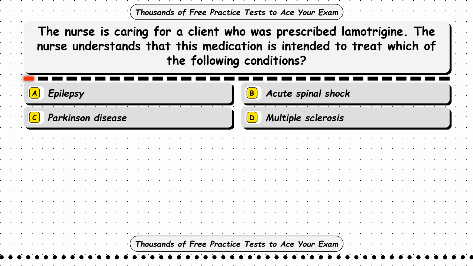Question 8. The nurse is caring for a client who was prescribed lamotrigine. The nurse understands that this medication is intended to treat which of the following conditions? Option A, epilepsy. Option B, acute spinal shock. Option C, Parkinson disease. Option D, multiple sclerosis.